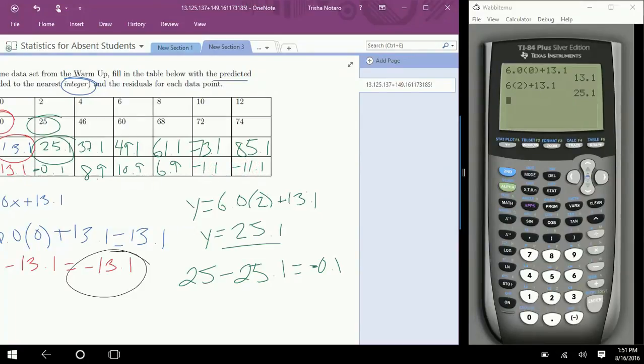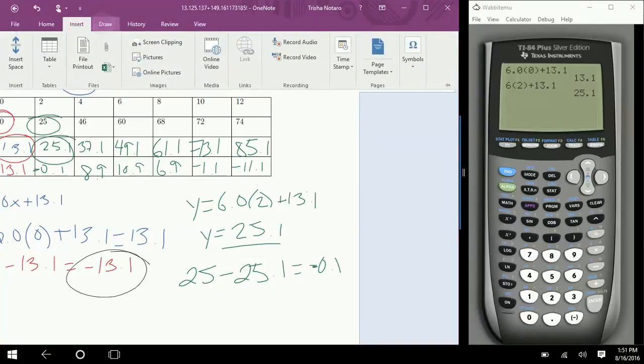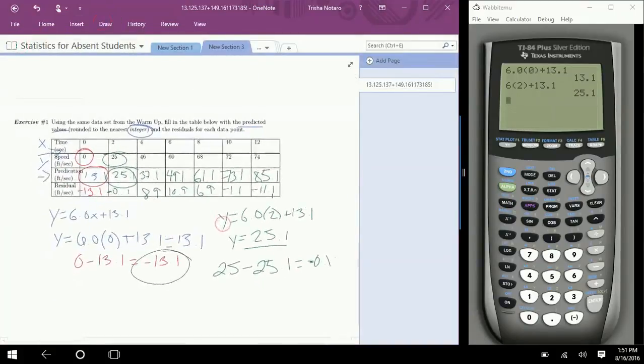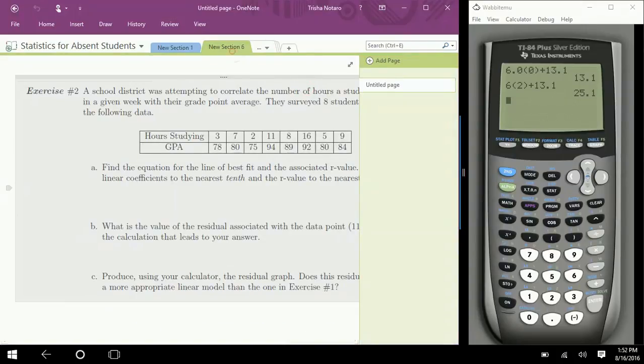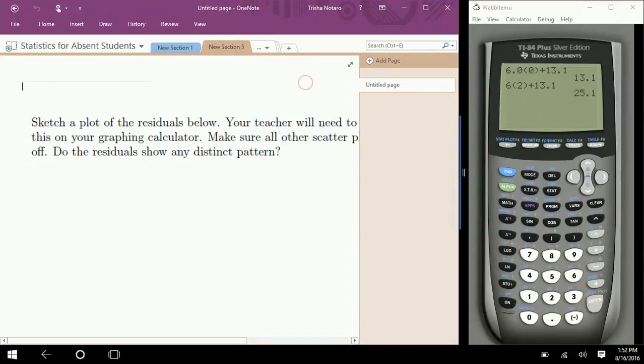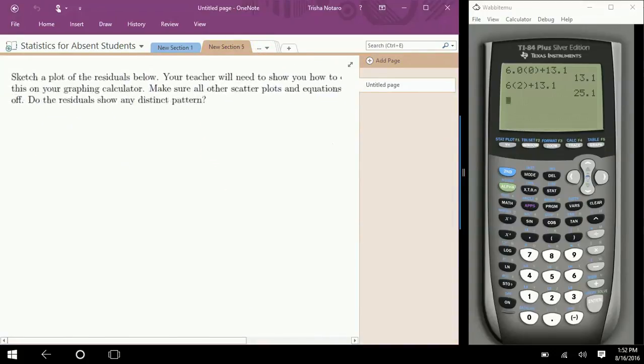Okay, so we have now found all the residuals. And that is it. So those are your residuals. Now, I did talk about how we have the residuals and the residual graphs. And really what the graph is going to tell us is whether this is an appropriate fit or not. So I'm going to look at the next part of the question. Not the next question, but the next part of the question, which says sketch a plot of the residuals below.